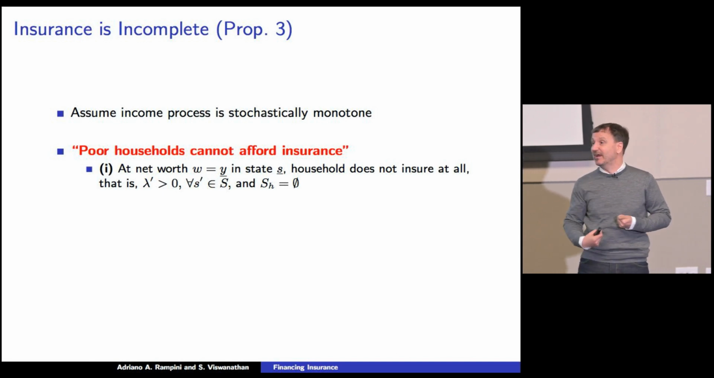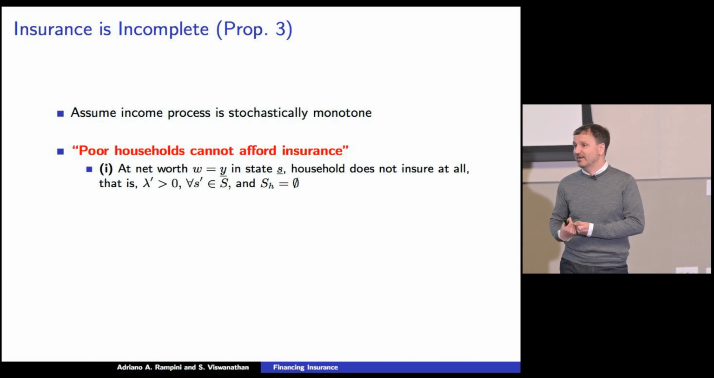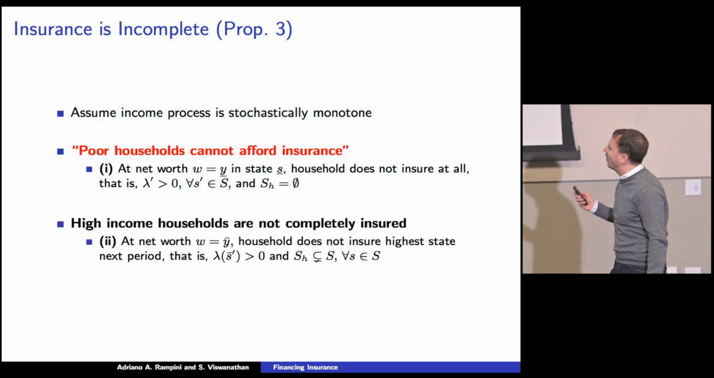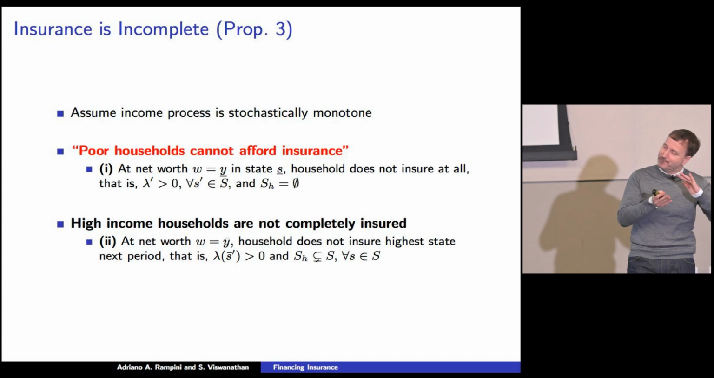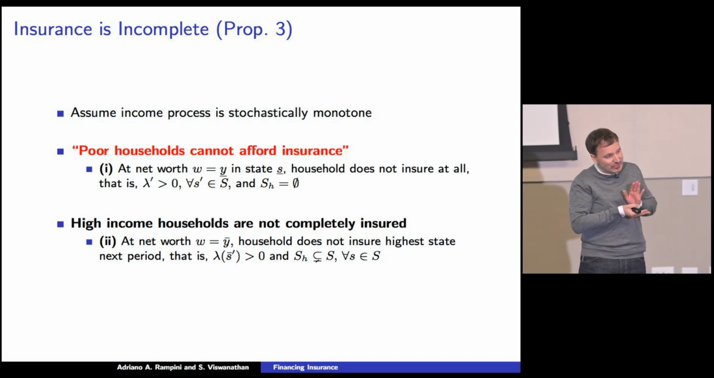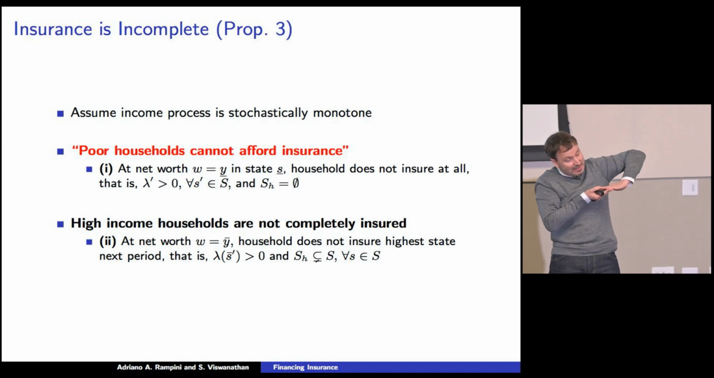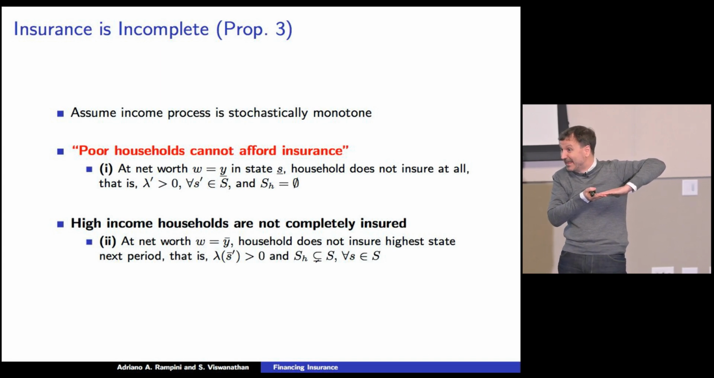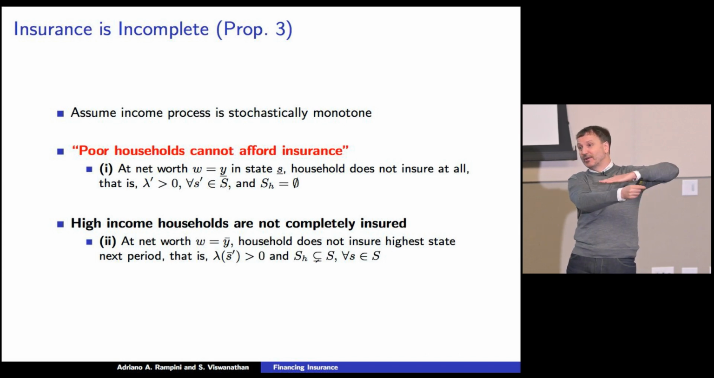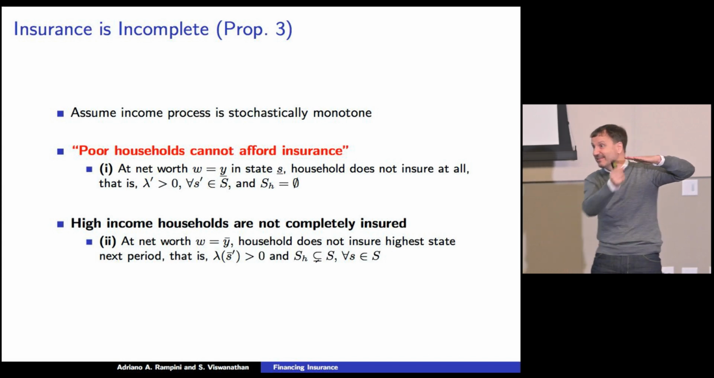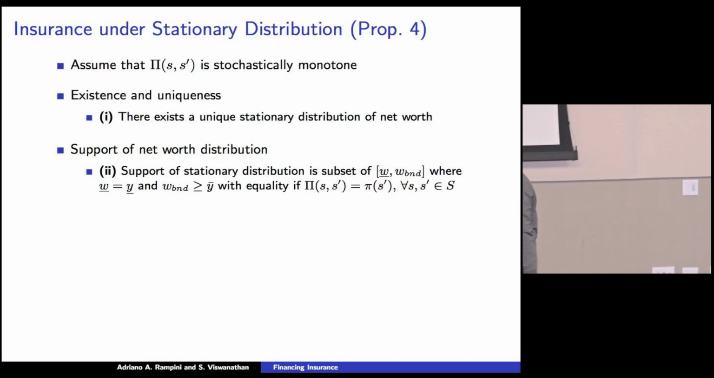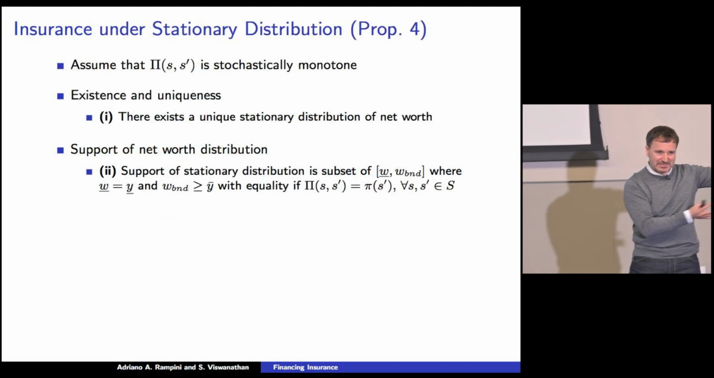Insurance is state contingent saving, but if I'm in dire times now, I don't want to save even in a state contingent way. At the other end, for households whose net worth is sufficiently high, you can show that even if your net worth is relatively high, you're never going to insure the highest state tomorrow. From this, you can conclude, because of the monotonicity, that nobody insures the highest state tomorrow. Okay? And so then, putting this all together, you can look at what happens in the long term.